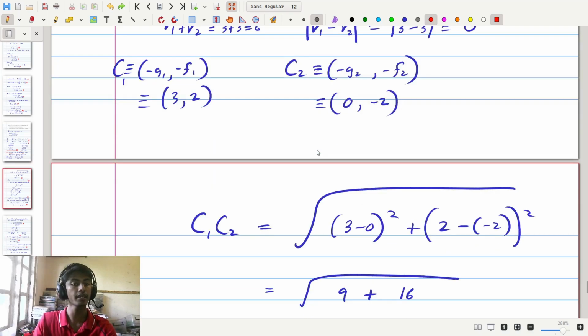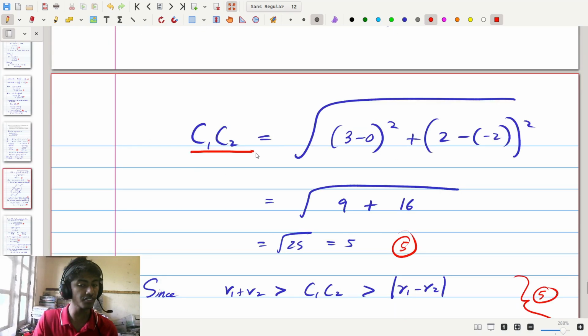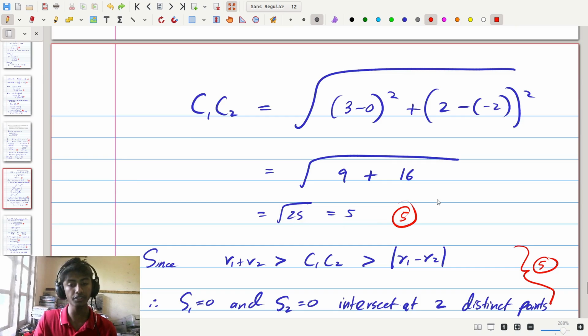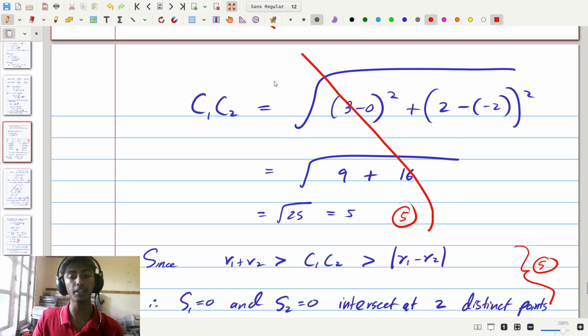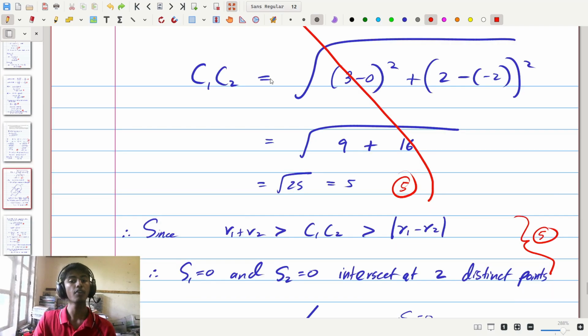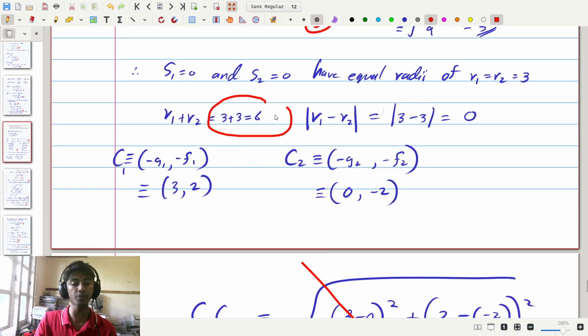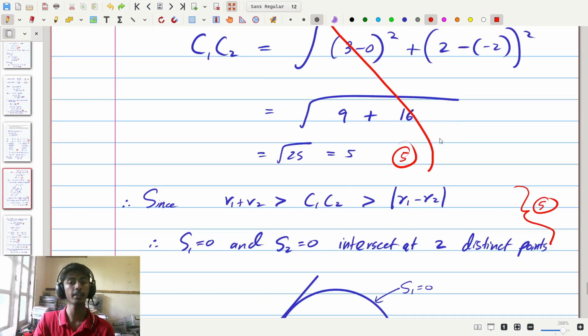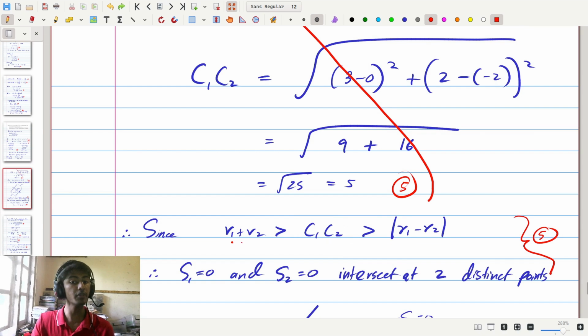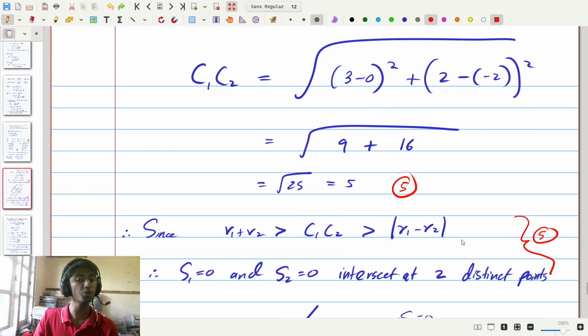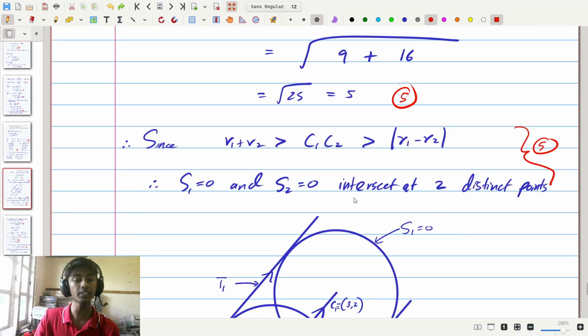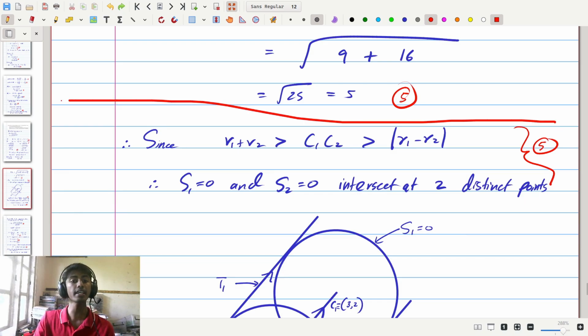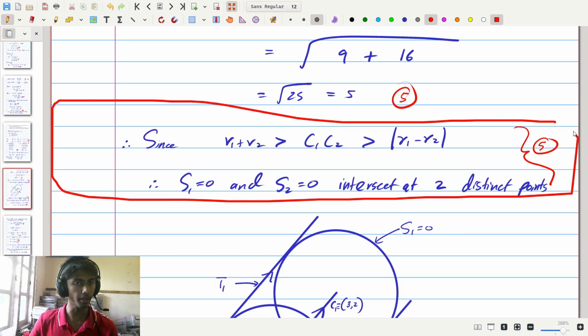Now after that, when you consider centers C1 and C2, find the distance between them C1C2 and find that it's equal to 5 units, for finding all of this, you get another 5 marks. And finally, when you compare C1C2 with R1 plus R2, which is equal to 6 units, and modulus R1 minus R2, which is equal to 0 units, and then say, since C1C2, which is 5, is in between these two, we must have the two circles S1 and S2 intersecting at two distinct points, for saying all of this, you get another 5 marks.